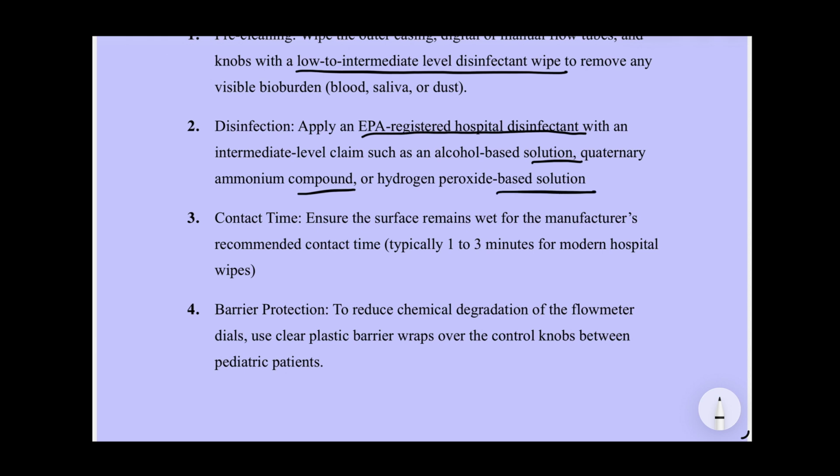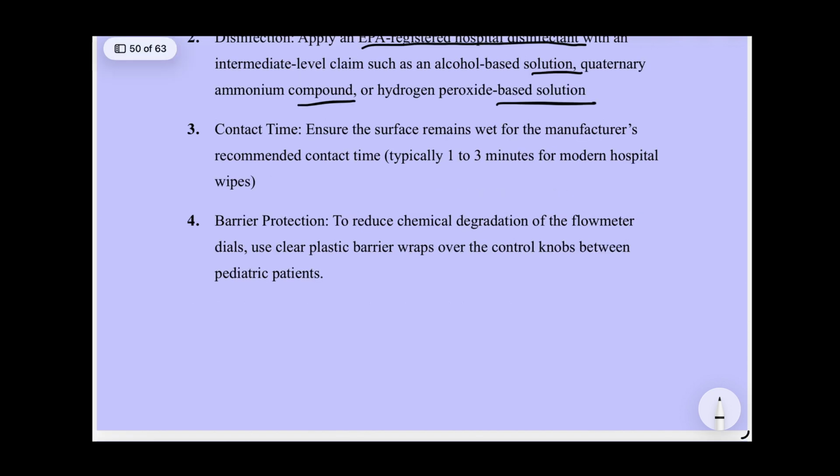So an EPA registered hospital disinfectant is a chemical cleaning agent that has been officially evaluated and approved by the US Environmental Protection Agency for use in medical and healthcare facilities. Then the contact time. Ensure the surface remains wet for the manufacturer's recommended contact time, which is typically 1 to 3 minutes for modern hospital wipes. Then barrier protection. To reduce chemical degradation of the flow meter dials, use clear plastic barrier wraps over the control knobs between the pediatric patients.